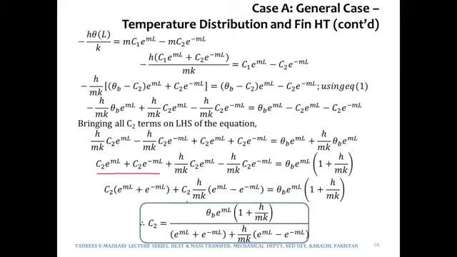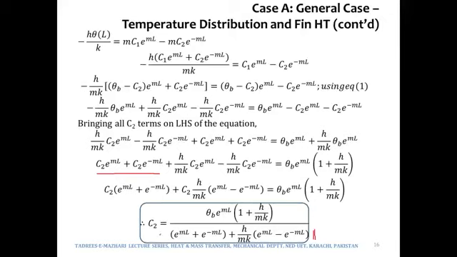So therefore from these 2 terms on the left hand side, if we take C2 common out, whatever is left is taken into the denominator of the right hand side, so we would have this as the value of C2. In the numerator of the right hand side, we have theta b, we have e to the power ml, we have 1 plus h over mk, and then the rest of the things which were there on the left hand side of the equation have been taken into the denominator of the right hand side. So this is the expression for C2.